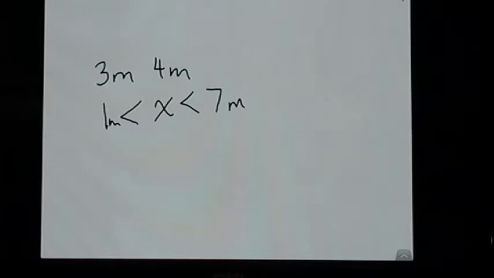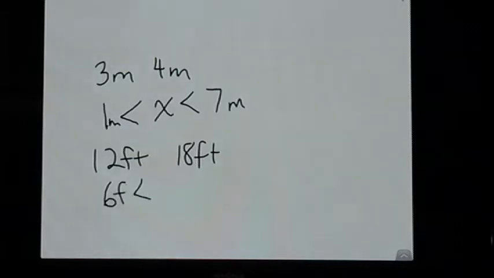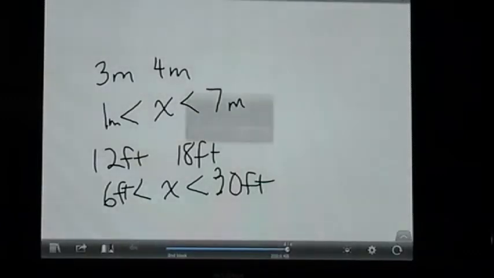12 feet and 18 feet. Subtract them. You see that it's got to be greater than 6 feet and less than 30, when you add them together, 12 and 18.